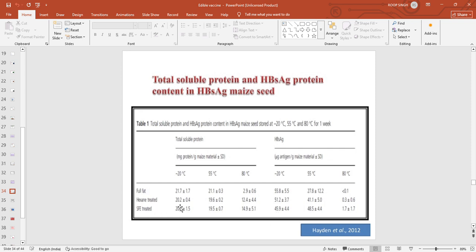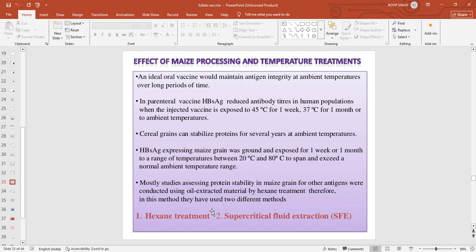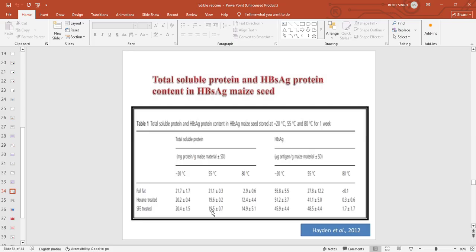Hexane treated, or you can say here in this case SFE treated. So this is the supercritical fluid extraction method. You can see at 55 degrees Celsius also still a lot of HSB antigen was still present. It was not degraded at all. The concentration remained the same. Okay, in this case.